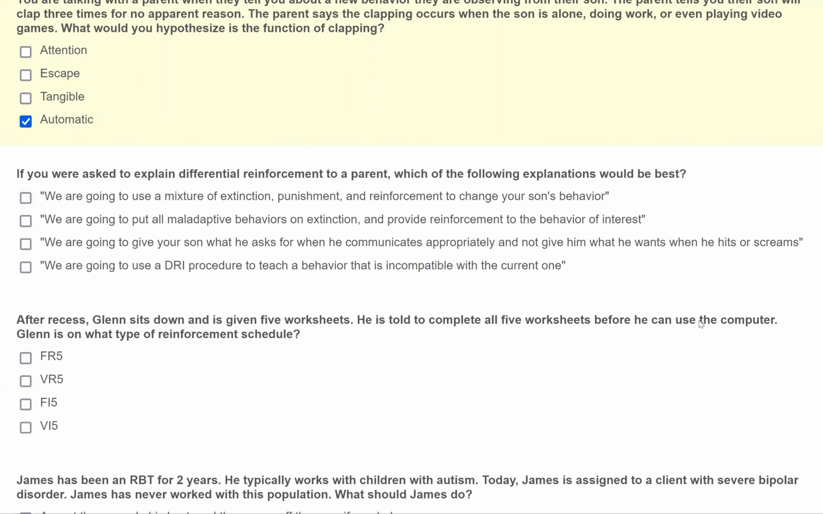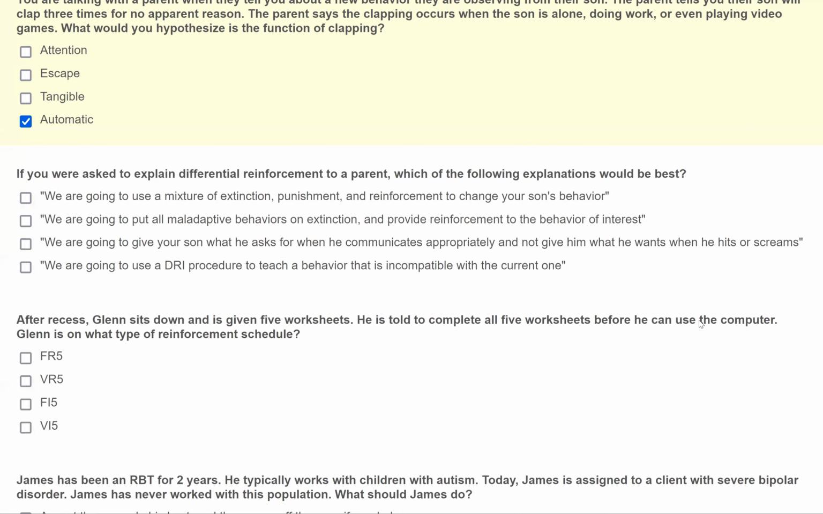Now, what is wrong with this? First, we're using technical terms like extinction, punishment, and reinforcement. And when you explain it like this, what you're going to have to do is now explain extinction, punishment, and reinforcement. So now we're getting further away from our ultimate goal of differential reinforcement. Second, punishment is not part of differential reinforcement. So if we're going to explain differential reinforcement, punishment does not need to be there. It's not a component of differential reinforcement. Differential reinforcement involves extinction and reinforcement. So A is just all around wrong.